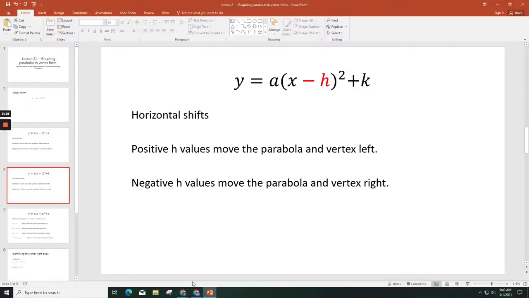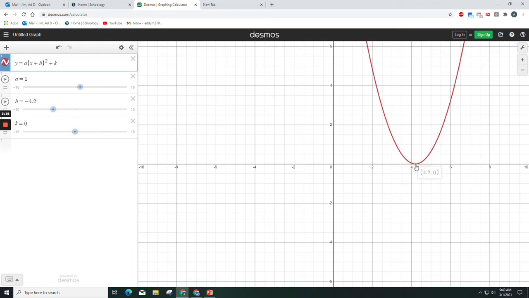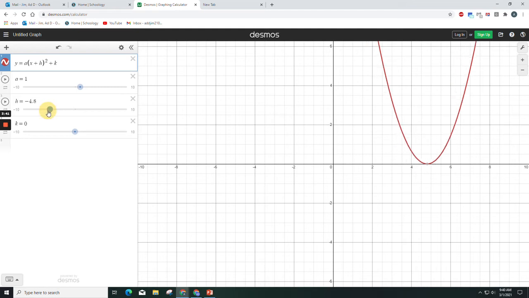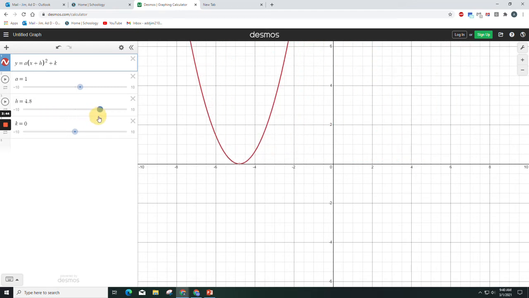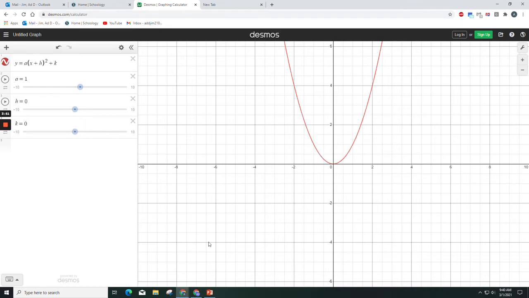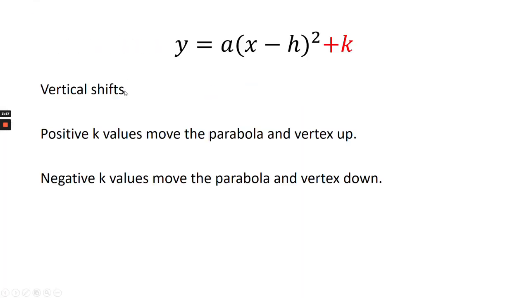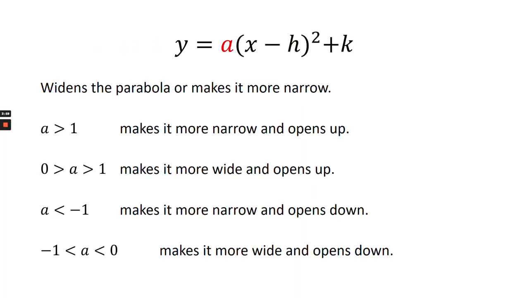Let's go check that out right now. We have our h. Negative is going to move it to the right. Take a look at our vertex as well. Our vertex obviously is moving as well, guys. And when it's positive, it moves to the left. One thing to note, guys, is again just to be able to identify where your vertex is going, because that's going to be a key part of how we're going to graph out our parabola.